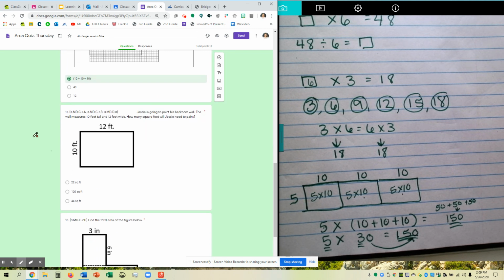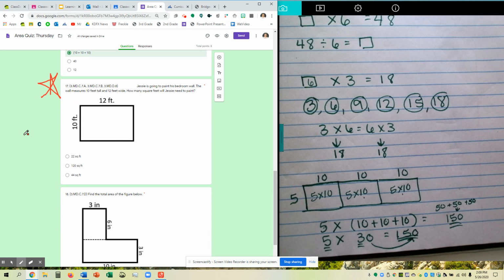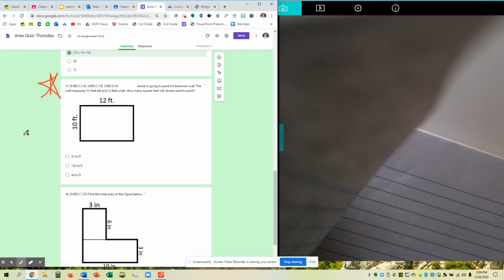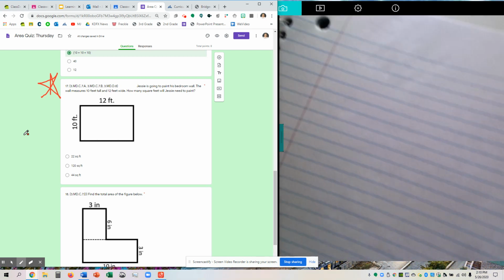Then we come here to question 17, and you will see that Jesse is going to paint his bedroom wall. The wall measures 10 feet tall and 12 feet wide.